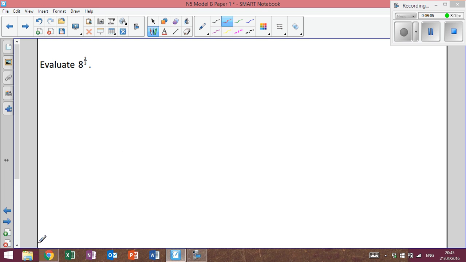Right, next one there. Evaluate 8 to the power 2/3. Okay, a tricky question because kids like to forget it. But it's just one fact. When you have fractions in your powers, the denominator of your fraction is the power of the root. So if the 3 is in the power here, it doesn't mean cubed, it means cubed root.